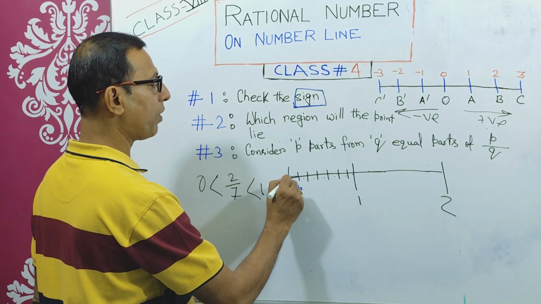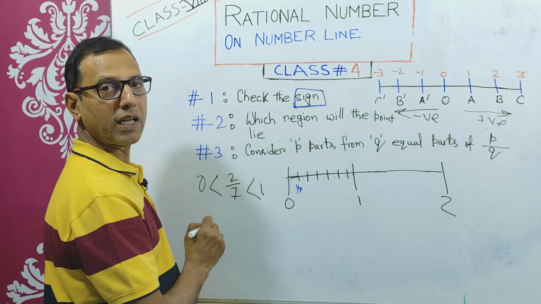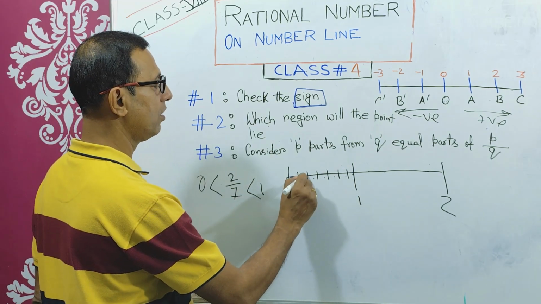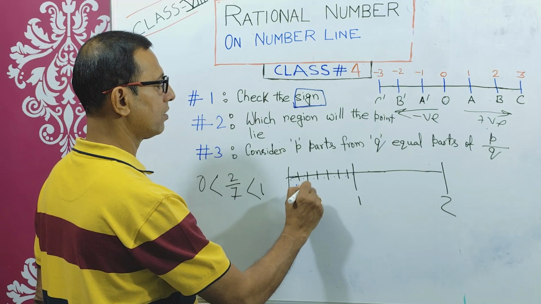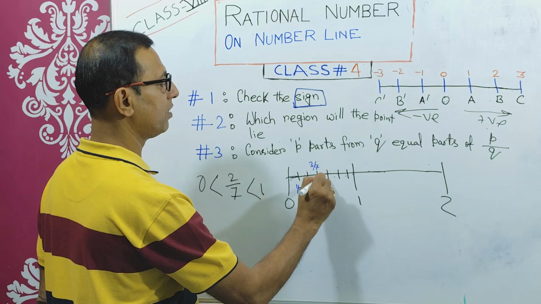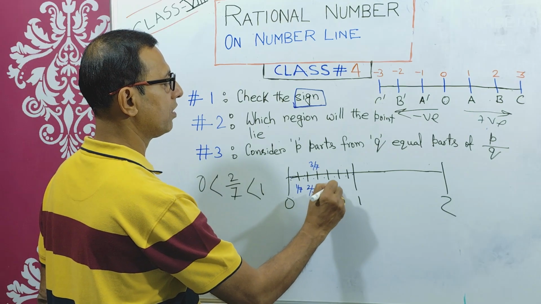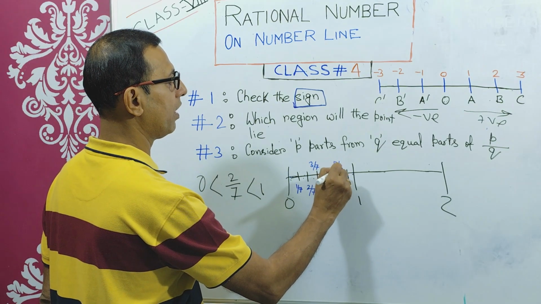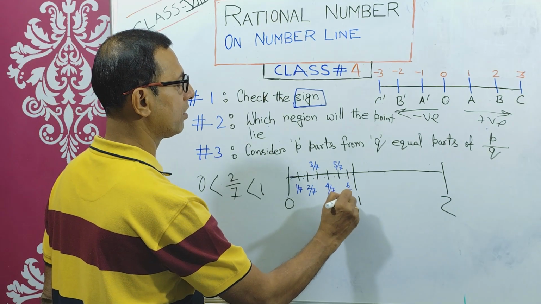Because 1 part from 7 equal parts is the fraction 1 by 7. Second is 2 parts of 7 equal parts, 2 by 7. This point will be 3 by 7. This point will be 4 by 7. This point will be 5 by 7. And this point will be 6 by 7.